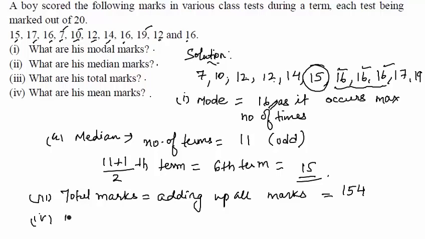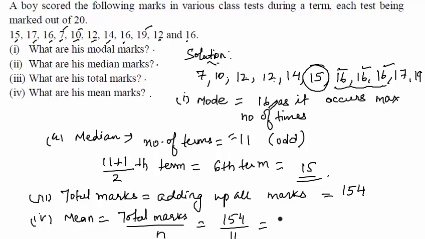And the last is the mean marks. Mean is what? It's the average, so it will be total marks upon number of terms. Total marks is 154, number of terms is 11 as we have counted earlier, and 154 by 11 is 14, hence the mean is 14.